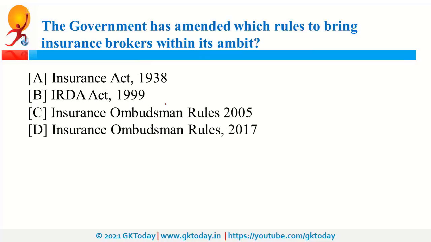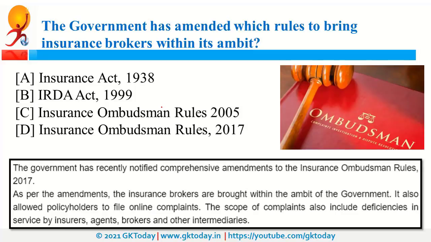Next question is, the government has amended which rules to bring insurance brokers within its ambit? Recently, these rules of 2017 were amended. So, the Insurance Ombudsman Rules 2017 were amended. Now, insurance brokers are covered under these rules. With the help of this new guideline, if you have any complaint regarding an insurance broker, then you can approach the Insurance Ombudsman. Previously, this was not the case because they were not covered under this rule.